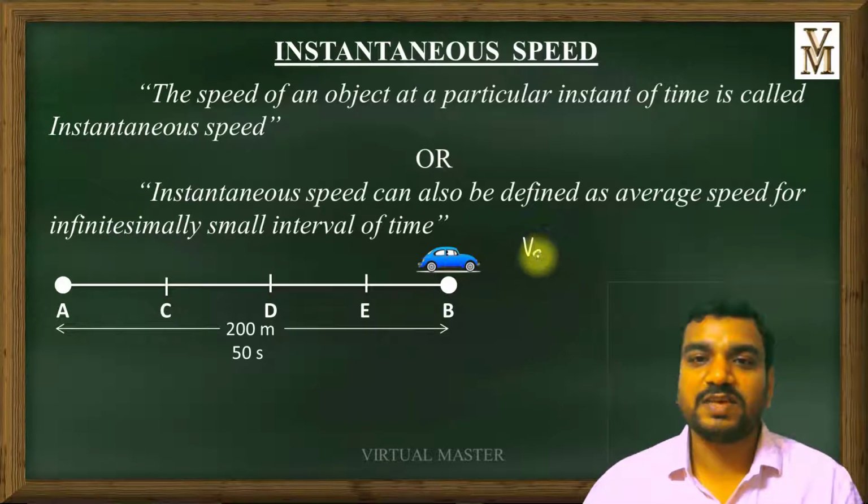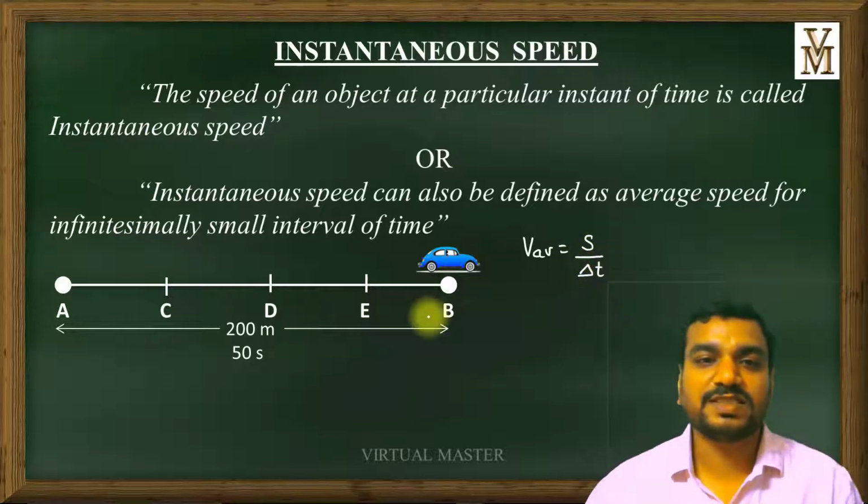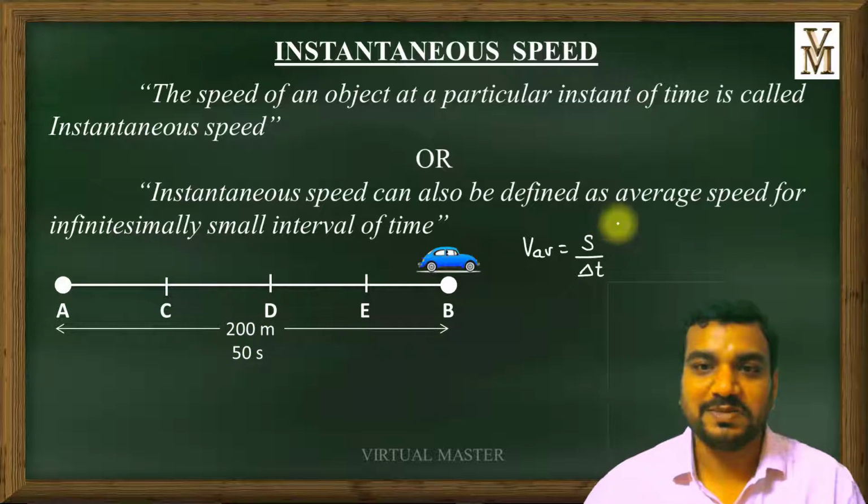Average speed of the car is given by total distance traveled by the car divided by total time taken. Now what is the total distance traveled here? It is 200 meter.